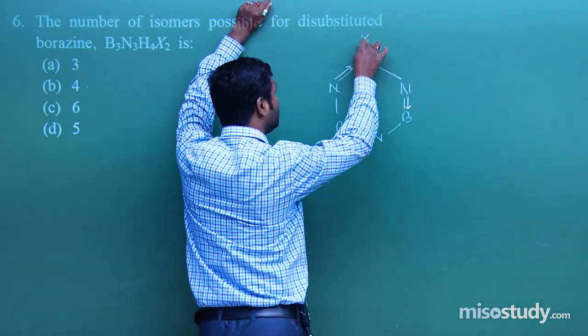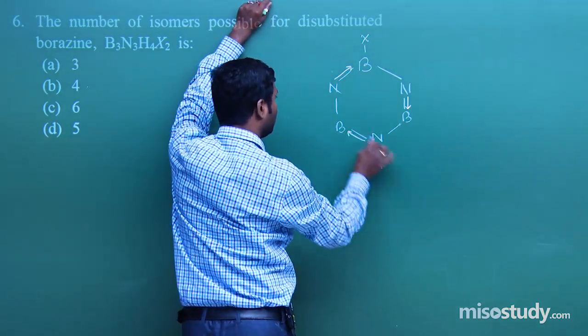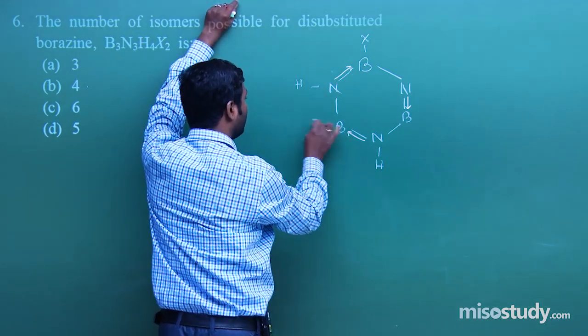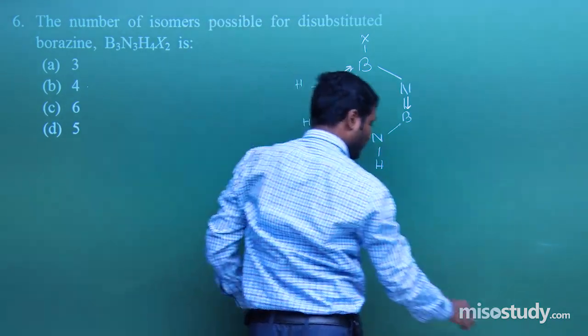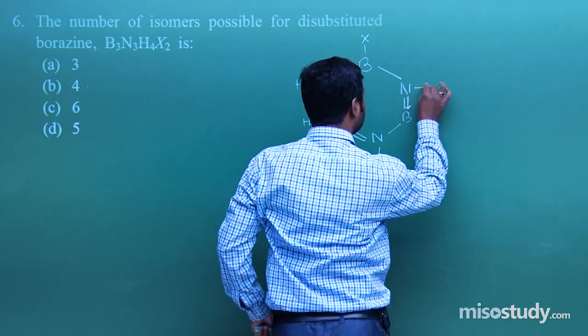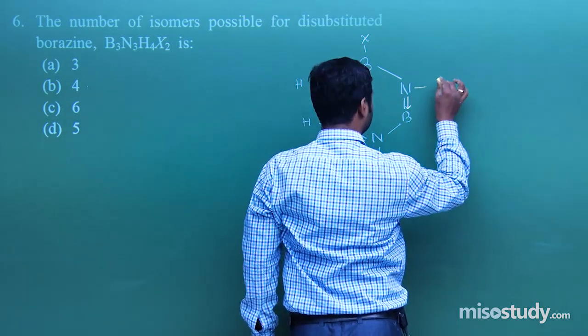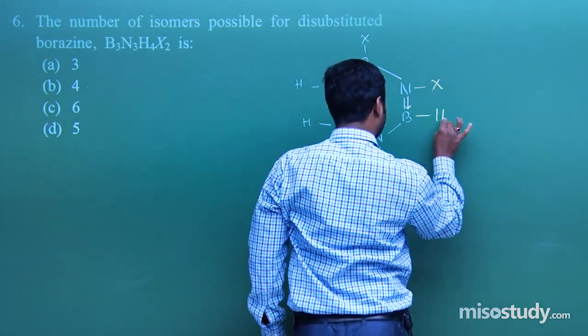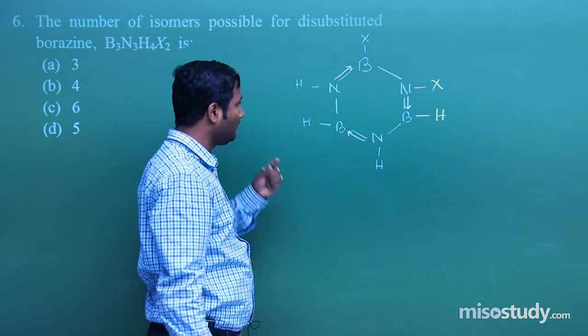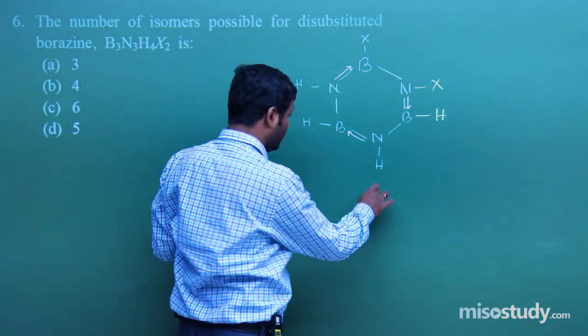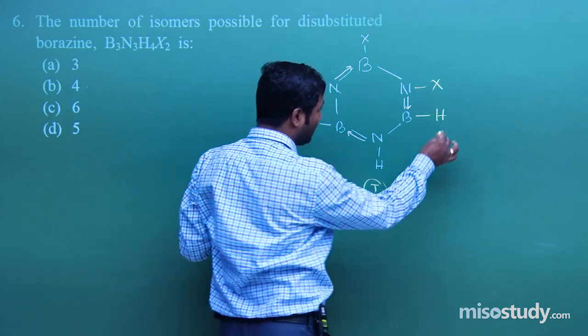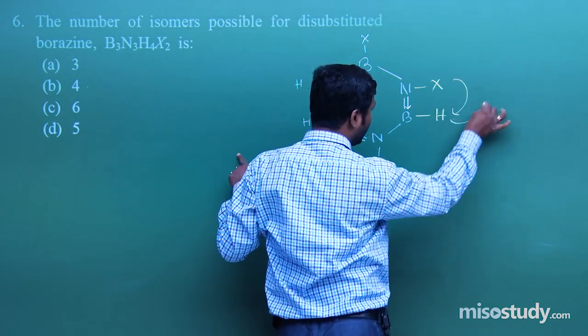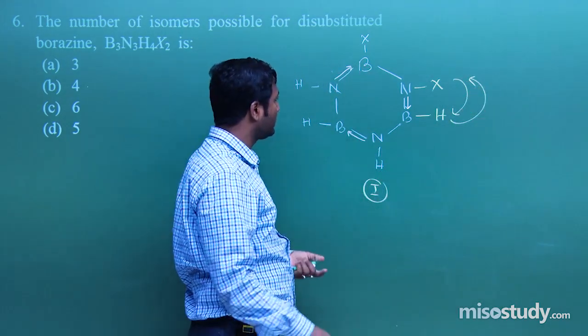Put here X, this was this, put here H, put here also H, put here also H. Wait for a moment. Put here also X and put here H. This is the one form. And how to get the next form? If I convert this one, X will come here and H will come here, then there is a next formation.